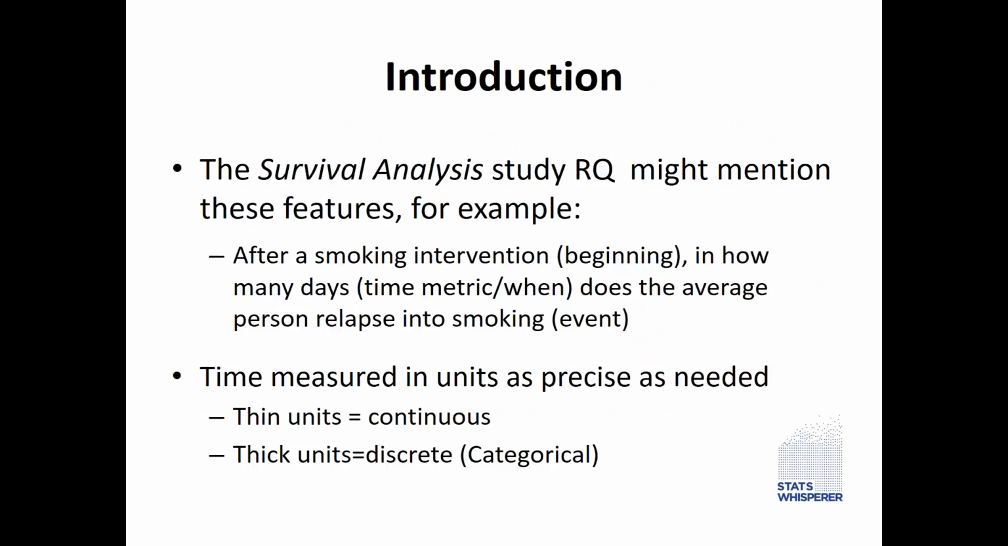Now, the time should be measured in as precise units as needed. If we're following someone to observe relapse, it might be more valuable to look at days or weeks rather than minutes, unless there's some reason that we think the relapse might be very quick. The thick units are referred to as discrete units, which is more of a categorical type of unit. The thin units, such as minutes, days and weeks, following them over time, are continuous.